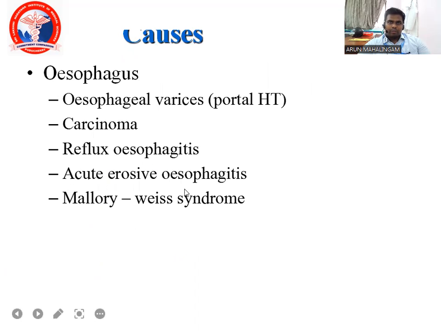Esophagus. First, we'll be taking on causes. Esophageal varices, due to portal hypertension, will be the main cause of bleeding for upper GI, and also carcinomas of the esophagus, reflux esophagitis, acute erosive esophagitis, or a Mallory-Weiss tear.